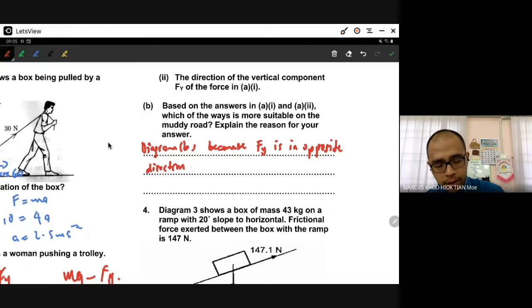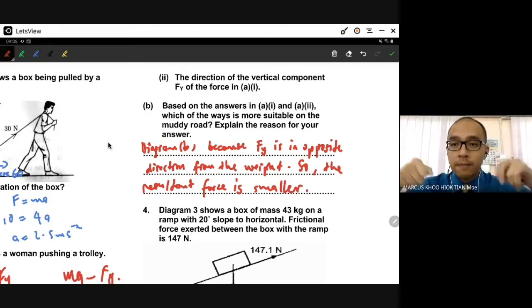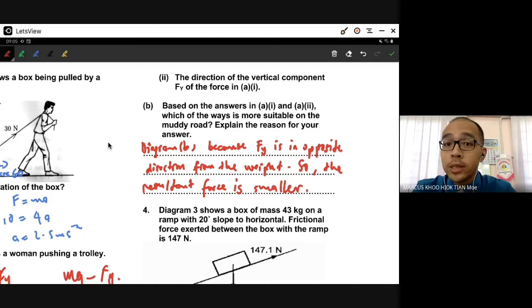Okay, opposite direction from the weight. So the resultant force is smaller. The barrow, the kereta sorong situation is very different from the lawnmower situation.